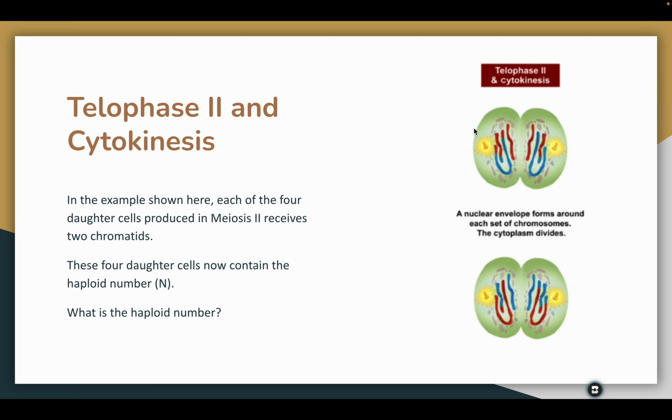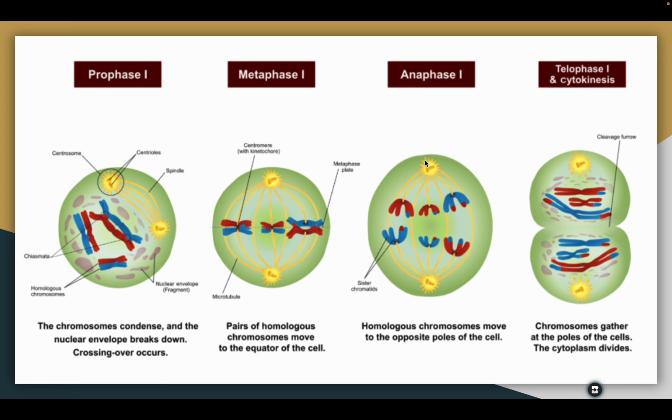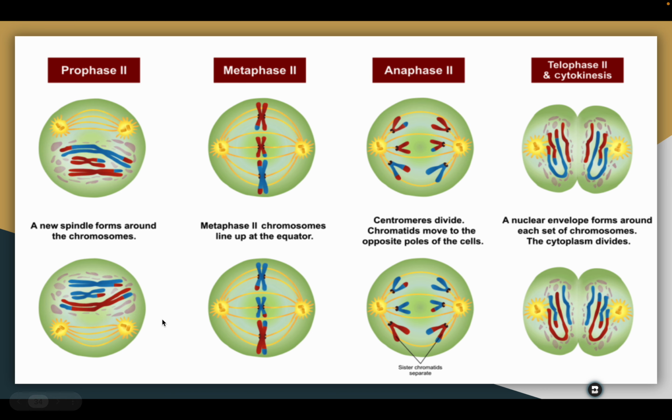In our human gametes, they are 23. Okay, we go from 46 to 23. Okay, so here's a synopsis of meiosis 1. And here's a synopsis of meiosis 2.